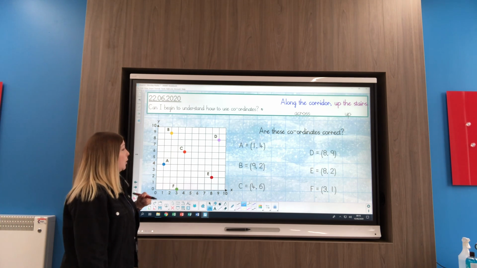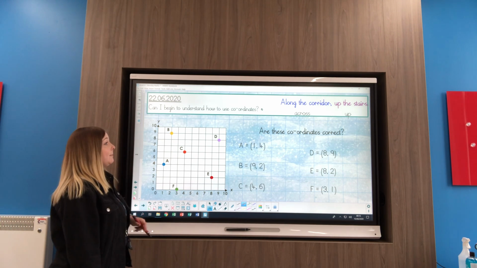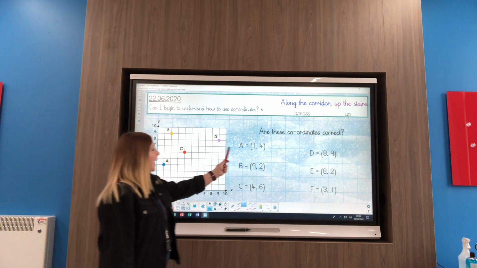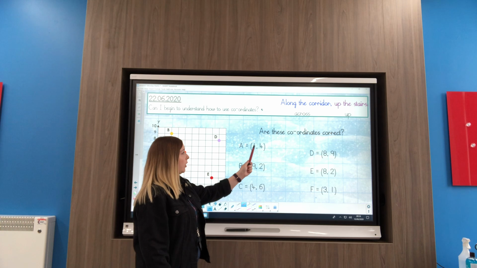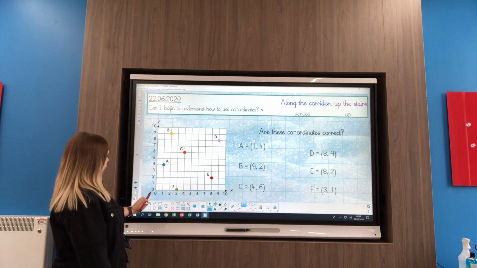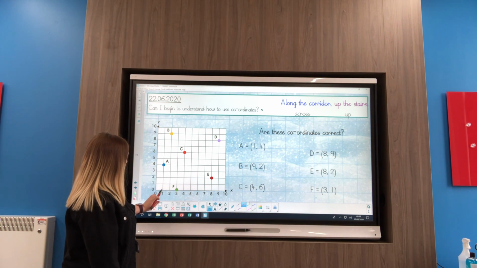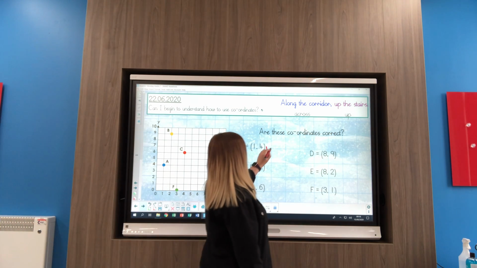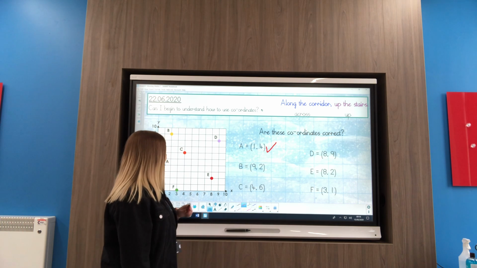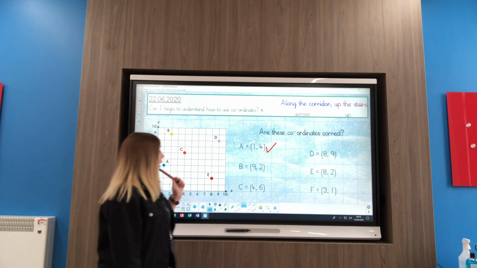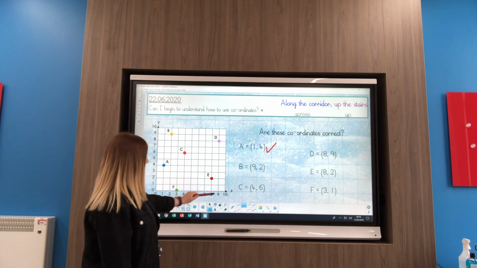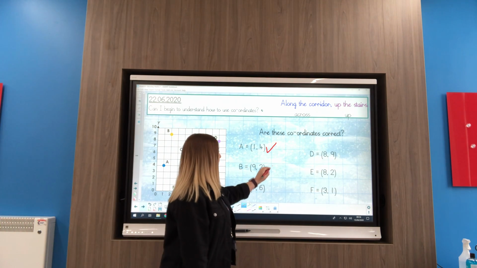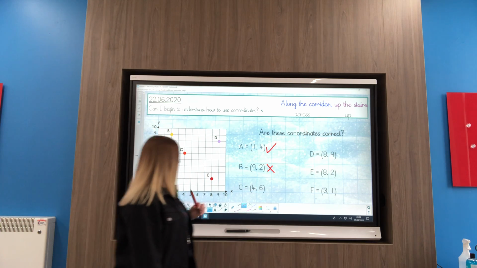So here I've got some points plotted on my grid and it says, are these coordinates correct? So A, and it says the coordinate is 1, 4. So I'm going to start by going across to 1 and then up to 4, and that's where A is. So I know that that one must be correct. Let's have another go with B then. So across 9 and up 2. I've not got anything there, so B is incorrect.